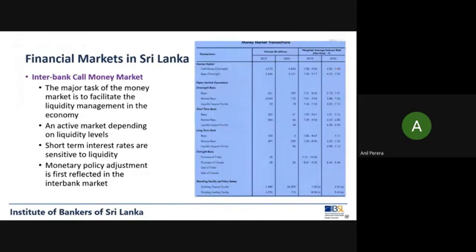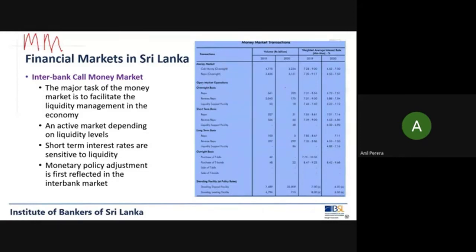Let's look at a couple of these markets closely. In Sri Lanka, if you take the money market, in the money market there are various markets operating. Mainly, there are two players in the money market. One is the market participants. The other one is the central bank.